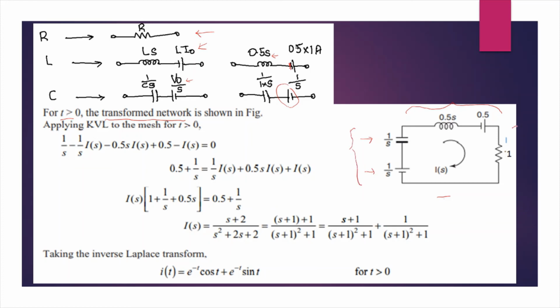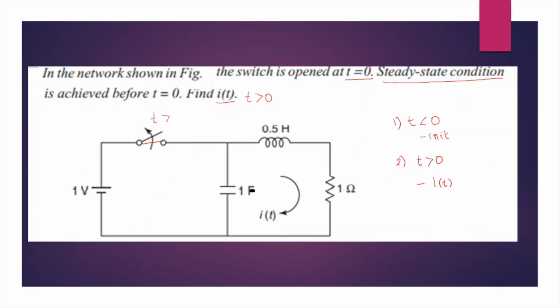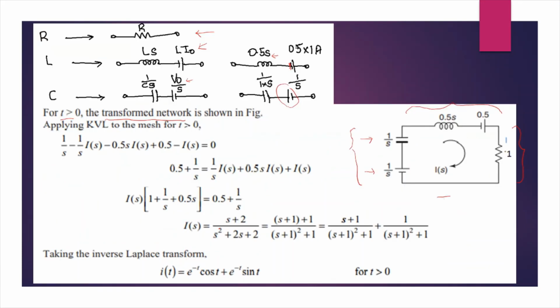The resistance will not have any change, so we are going to mark it like 1 ohm itself. For t greater than 0, we don't have to consider this part of the circuit. This part of the circuit is not there. What we have considered is only this part. So that is what I have drawn in the S domain, only the right hand side part.